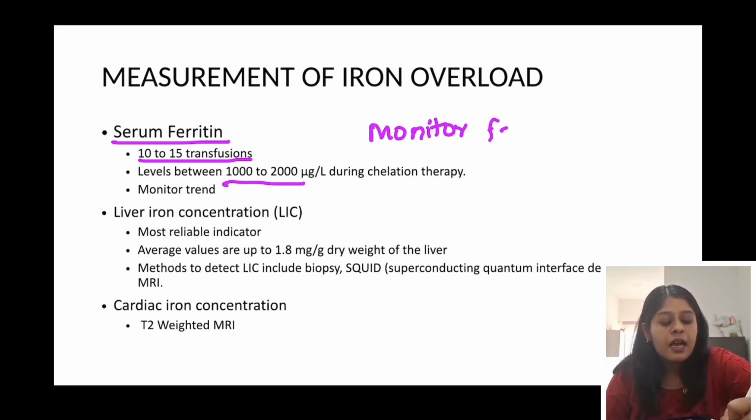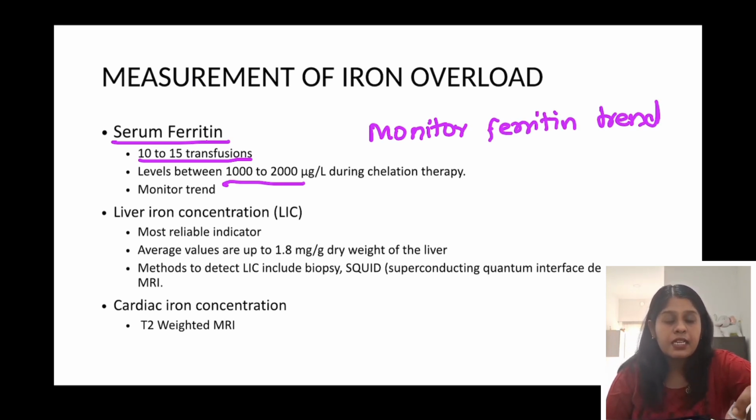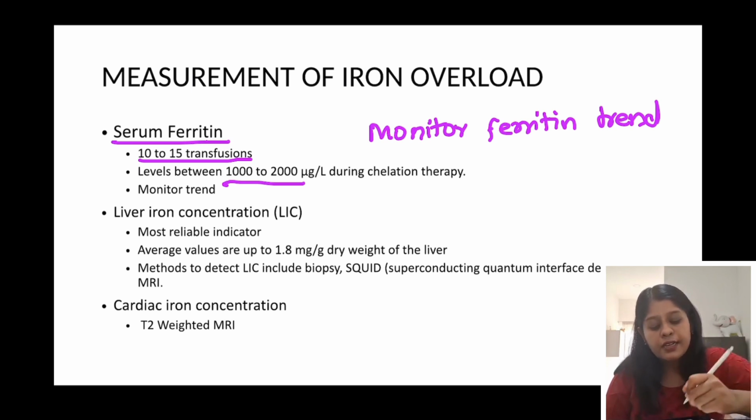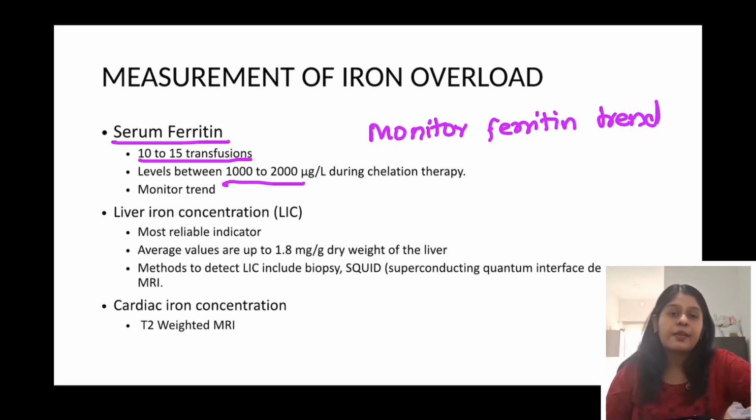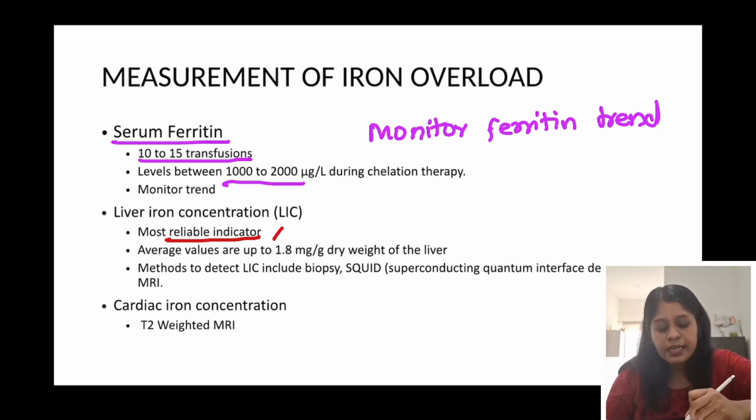So you know that apart from the heart and endocrine glands, the liver is a place where iron is stored. So liver iron concentration is the most reliable indicator. And the average value is 1.8 mg per gram dry weight of the liver.